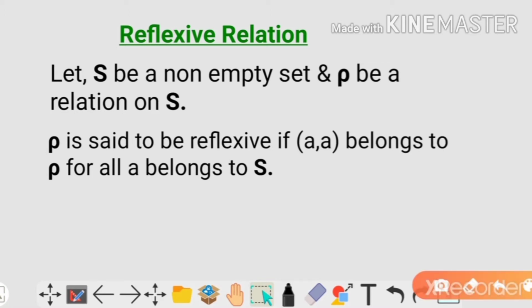Let S be a non-empty set and rho be a relation on S. Then rho is said to be reflexive if (A, A), that means the identical element of S cross S, belongs to rho for all A belongs to S. That means if S contains 5 elements, all the 5 identical elements must belong to rho to be reflexive. Let's take some examples to understand reflexive relation more clearly.